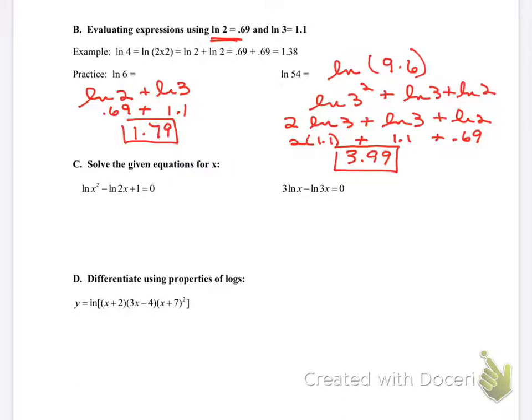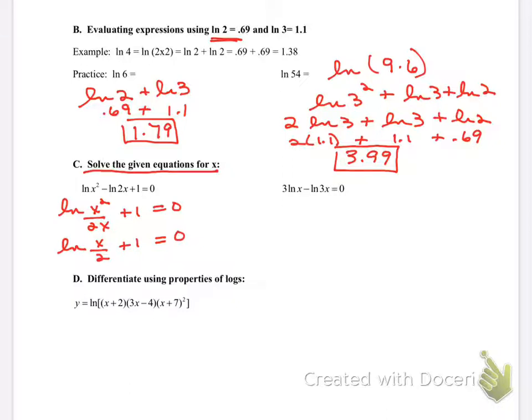Okay, so next type of problem, they're going to ask you to solve the given equation for x. So look, they've set things equal to 0. So what you're going to do is use your properties. So you're going to have natural log of x squared over 2x plus 1 is going to equal 0. So this is natural log of x over 2 plus 1 equals 0. So where can we go from there? So let's see what I did.